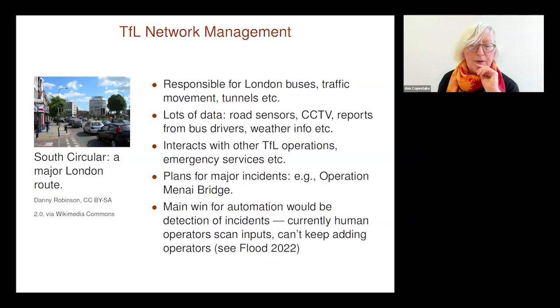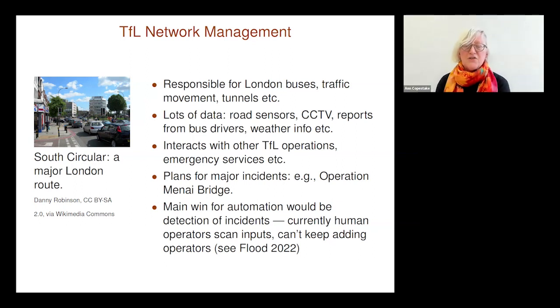Transport for London Network Management. That picture shows you the South Circular Road, which is a major London route. And there's a traffic jam, or at least slow traffic there. And that's how it often is. Average speed of traffic in London is something like 9 miles an hour during much of the day.